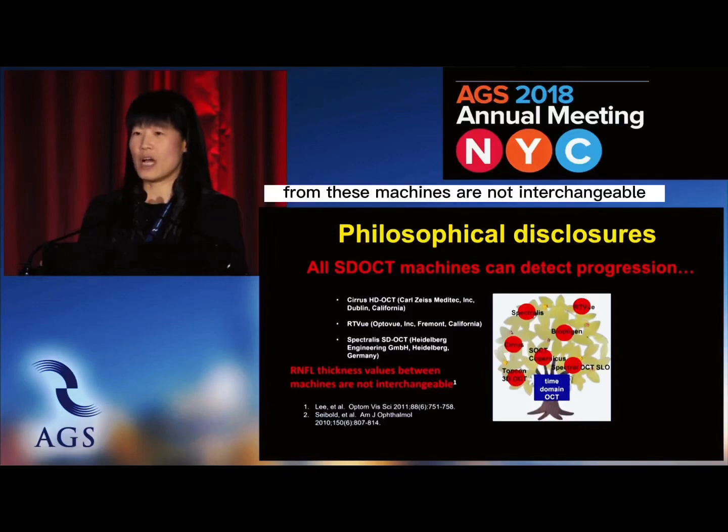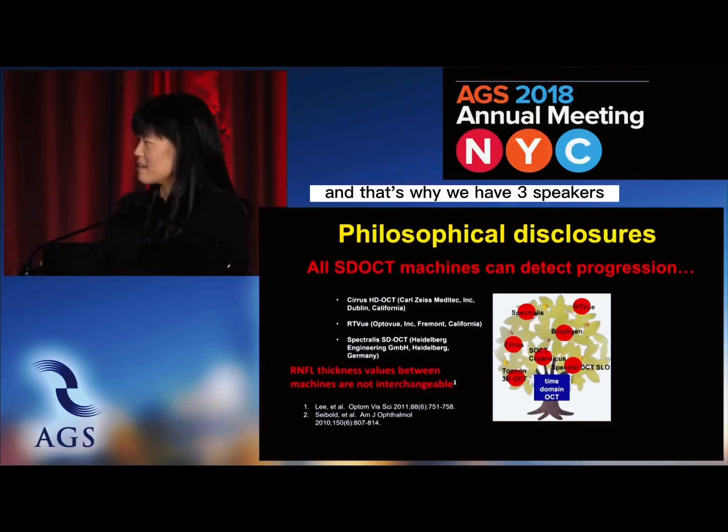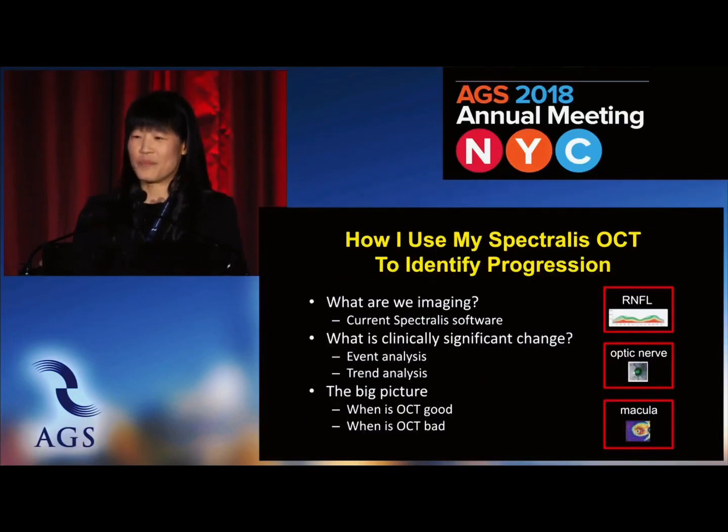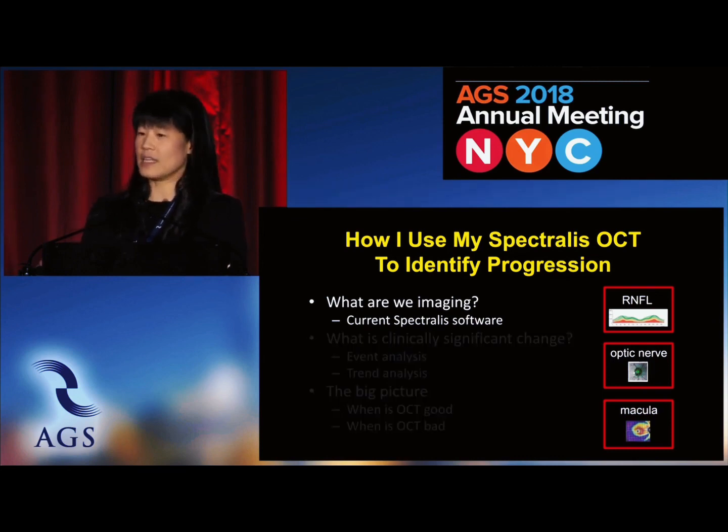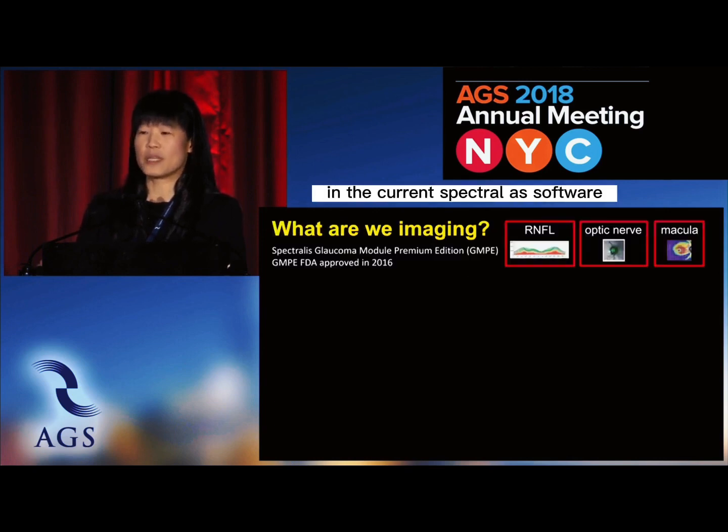Obtained from these machines are not interchangeable, and that's why we have 3 speakers for 3 different machines. So I'm going to go over what we're imaging, what is considered clinically significant, and then lastly, the big picture. So what are we imaging in the current Spectralis software?